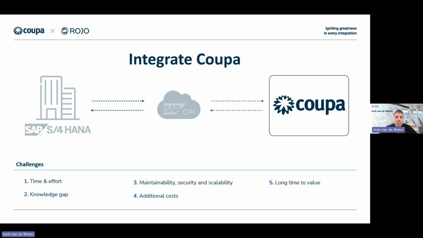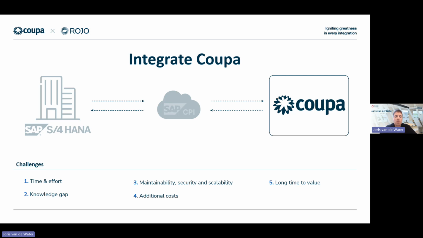Let me elaborate a little bit on that. So first, there is the implementation time and effort. Setting up the connectivity, discussing the process, creating the iFlows, mappings, etc. just takes a lot of time. Second, there's the knowledge gap. In order to fix the integration between S/4HANA on the left-hand side, Coupa on the right-hand side, you need a very specific toolkit of knowledge. You need to understand S4, Coupa, middleware, and the purchase-to-pay process itself.